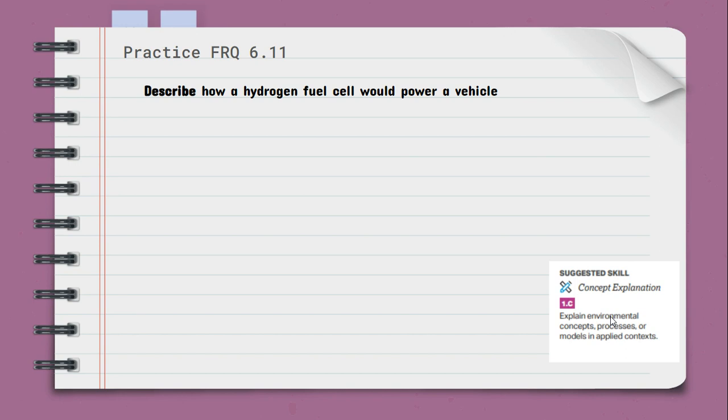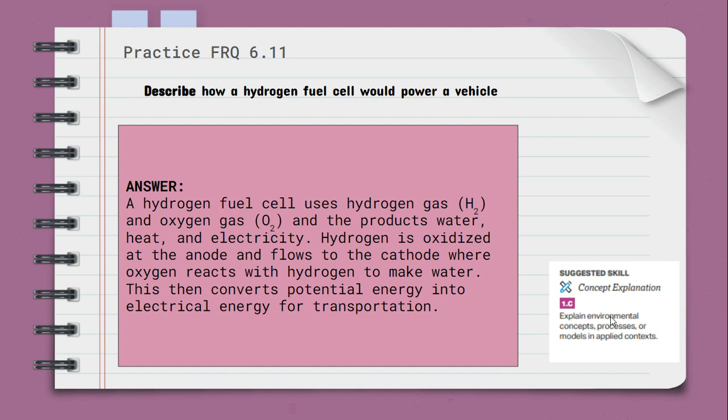So describe how a hydrogen fuel cell would power a vehicle. So we know hydrogen fuel cells are going to use our two inputs, such as hydrogen gas and oxygen gas, to produce things like water, heat, and electricity. The hydrogen gas will be oxidized right at the anode, meaning it's going to be split. Remember, our electrons cannot go through that electrolyte membrane. They must find an alternate route and head towards the cathode, which is then where it creates an electrical current. And we see the oxygen input reacting with the hydrogen that gets split to wind up making our water. All in all, this then converts the potential energy into eventually electrical energy for transport for the vehicle.